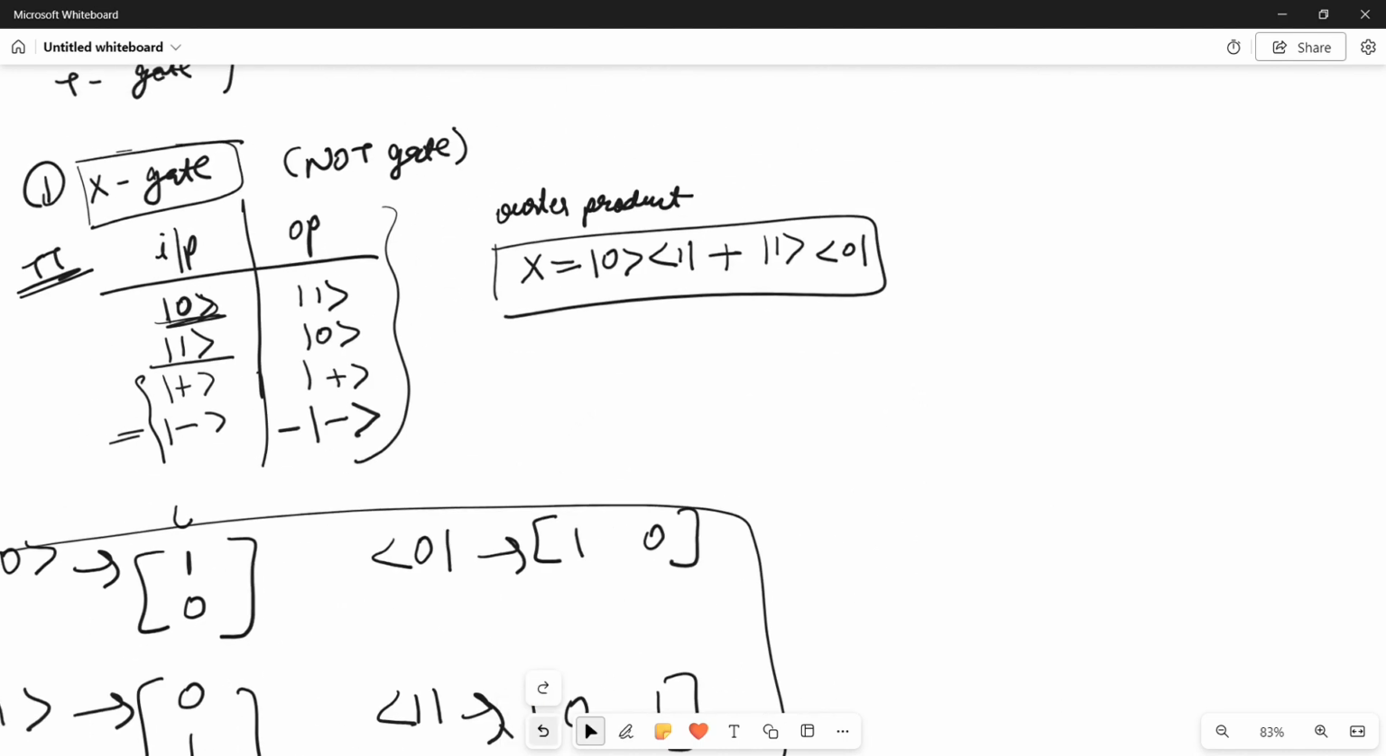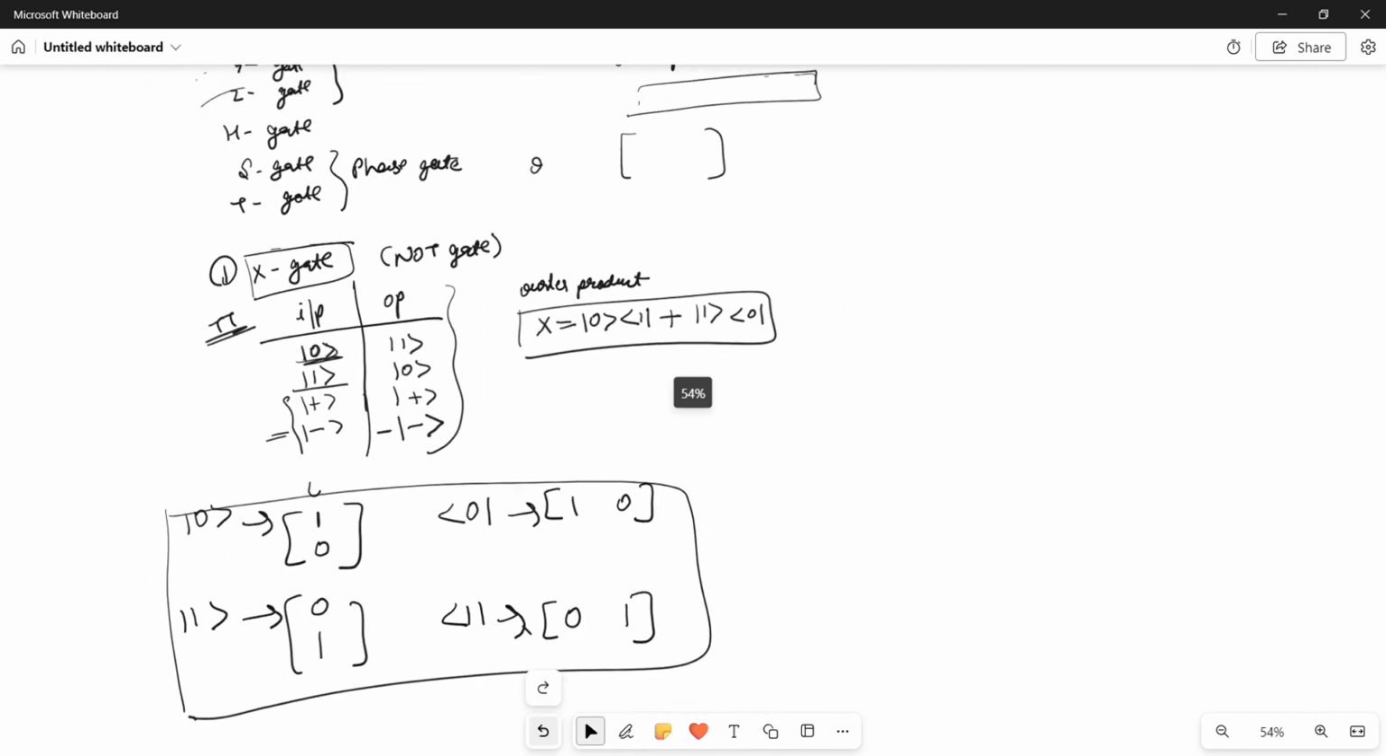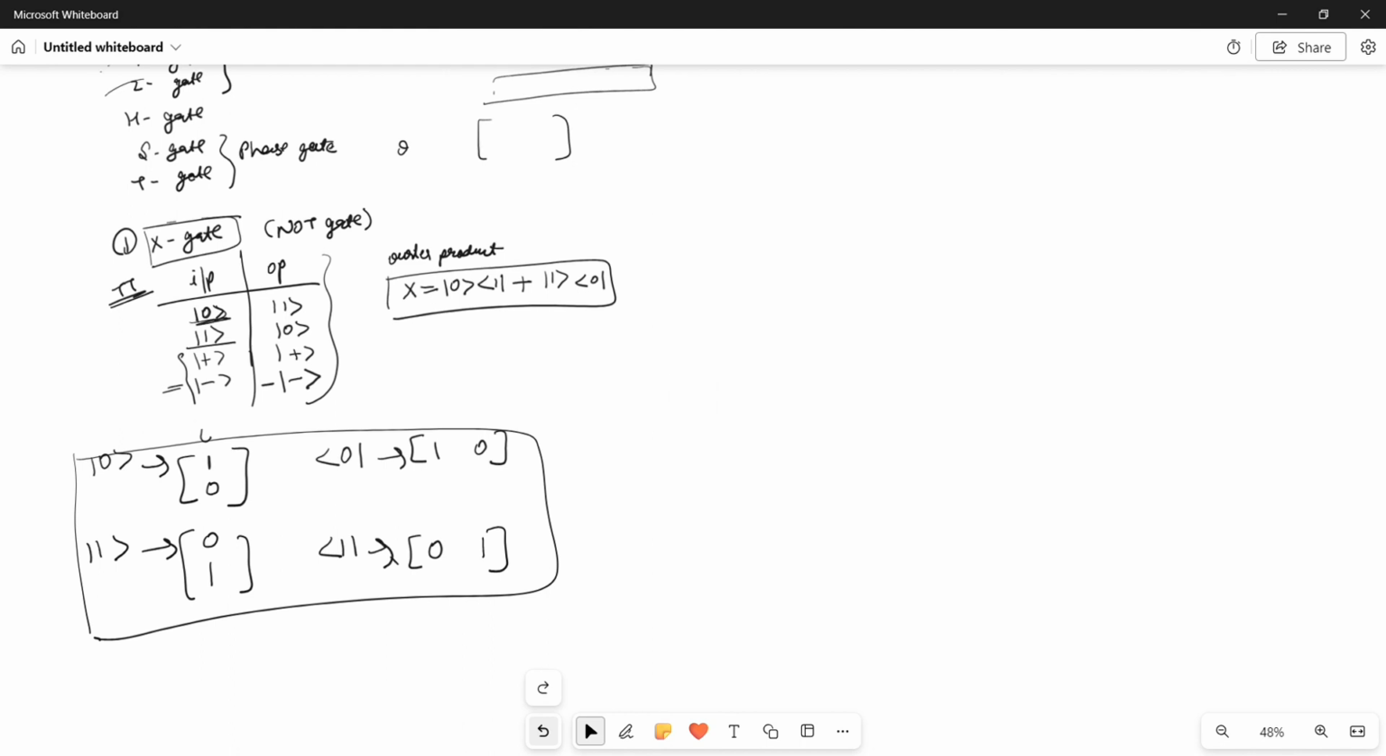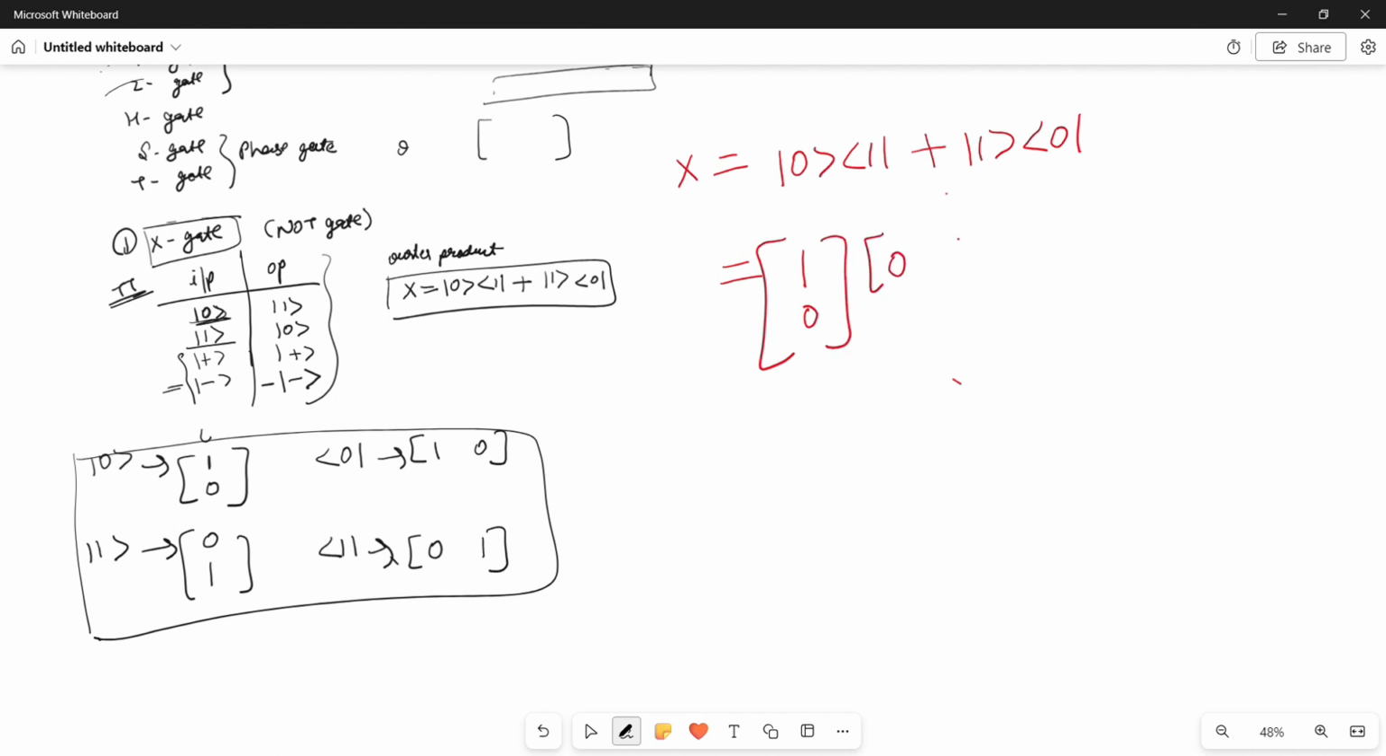Okay, so let's derive this matrix. Your outer product is here, what we are looking at. Here I am deriving your matrix. Let's start with your outer product as ket 0 bra 1 plus ket 1 bra 0. This is your X, how it looks. Now substitute. Very simple: 1 0 and 0 1.